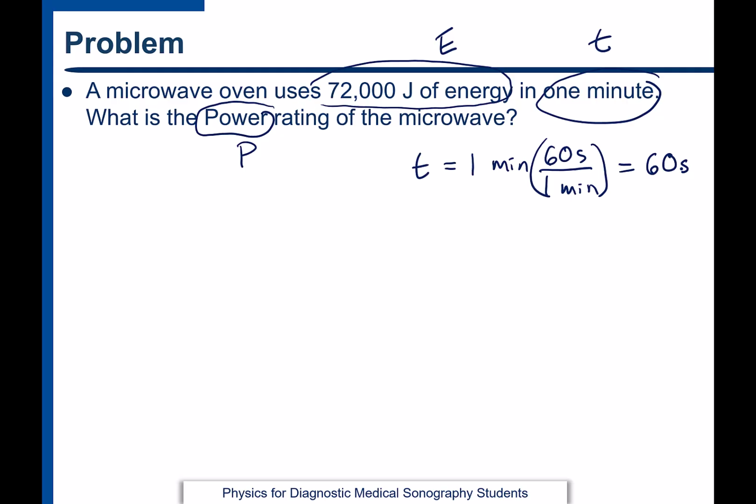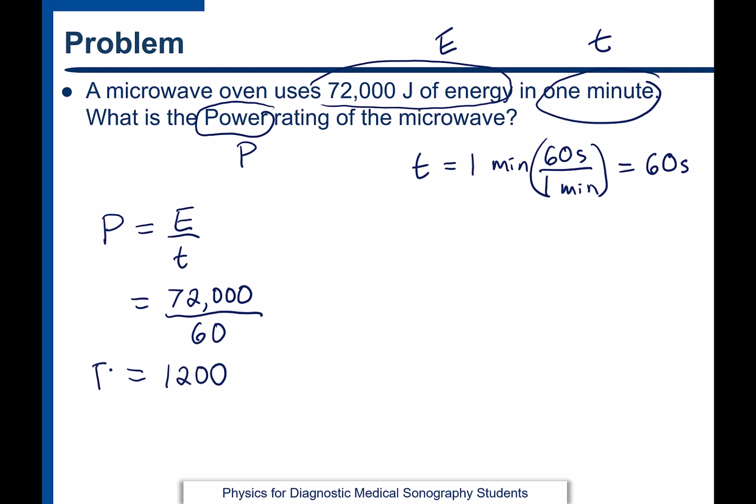Okay, so we're trying to find the power. Our formula is P is equal to E divided by T. So we're already solved for what we want. We just take our 72,000 joules and divide by 60 seconds. And if you do that, you'll get 1,200. And again, our unit for power is watts.